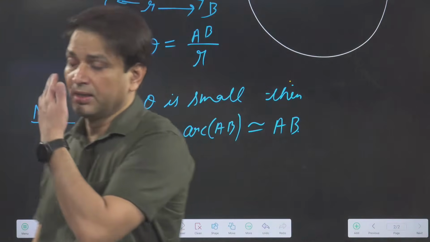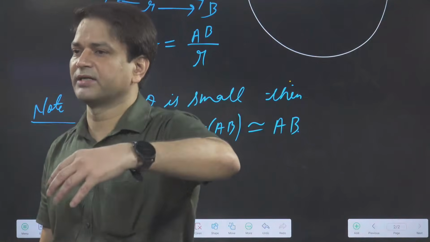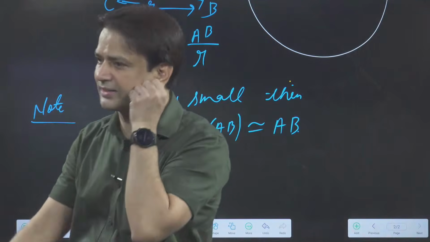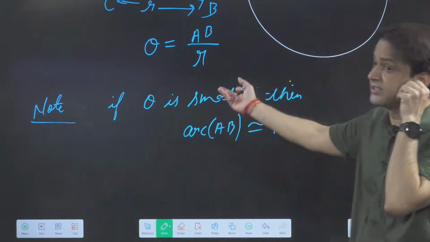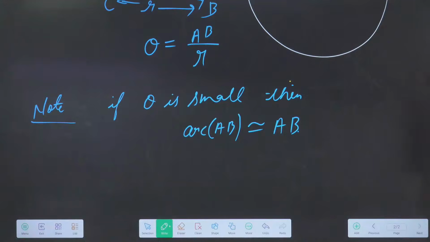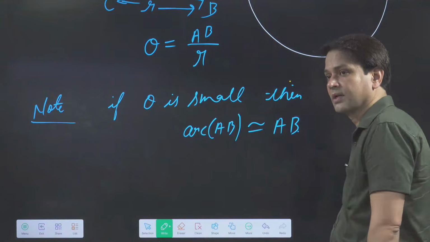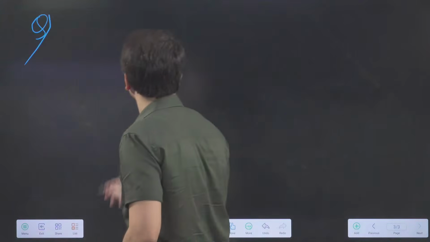Understood? Like in the parallax method, we want to find the distance between the earth and moon, or between the sun and the earth, and we use the parallax method. In that, we use this approximation. So one question we will do.